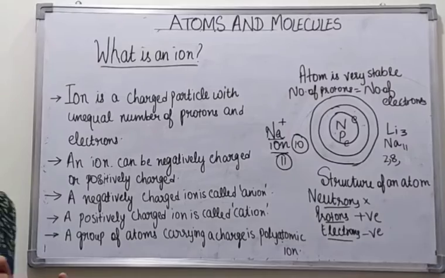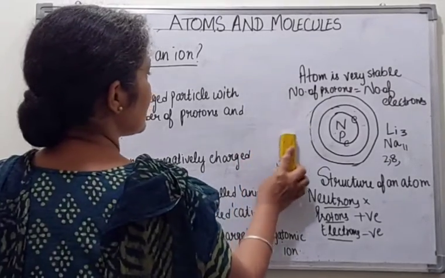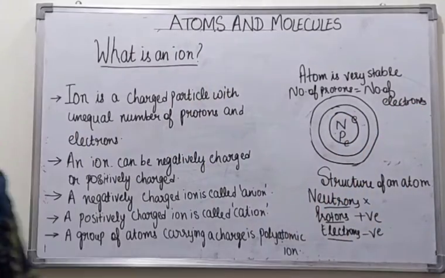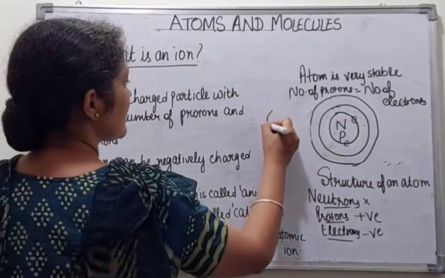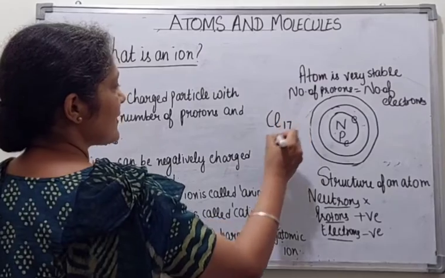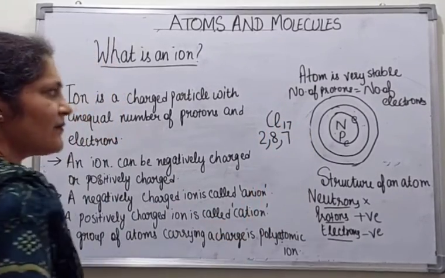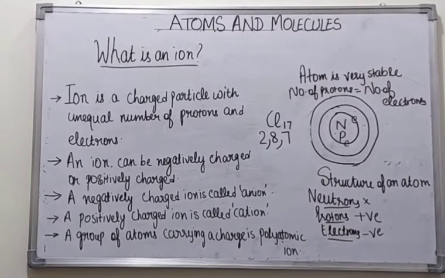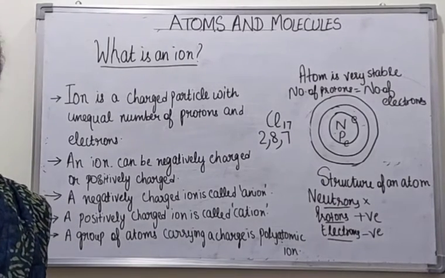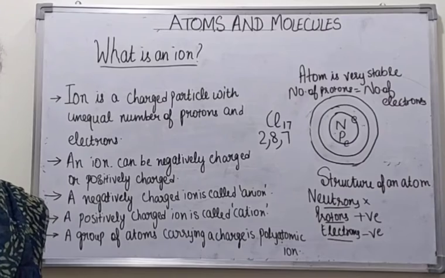So students, an ion is a charged particle with an unequal number of protons and electrons. We can also take one more example, chlorine. Its atomic number is 17. Its configuration is 2, 8 and 7. Now in chlorine there are 17 protons and 17 electrons.